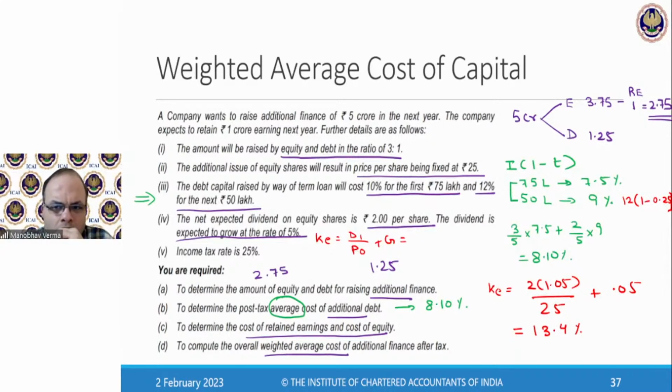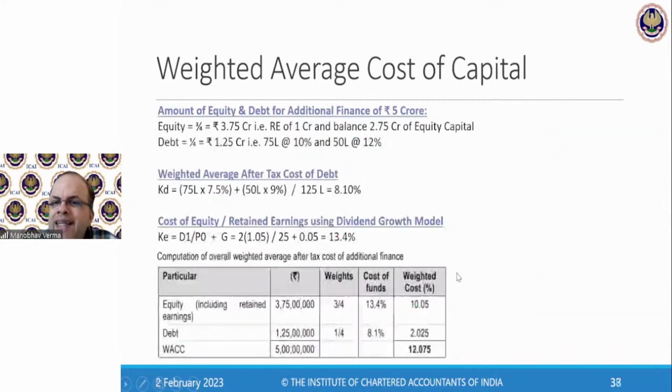Great. So guys, now we are getting 8.10% as a cost of debt, and cost of equity is 13.4%. The last step is to compute the overall weighted average cost of additional finance. We know how to do that, right? We know our weights, 3 by 4, 1 by 4, 3:1 was given to us. We just have to multiply this so that we get the weighted cost for each component and we just add it up to get 12.075.